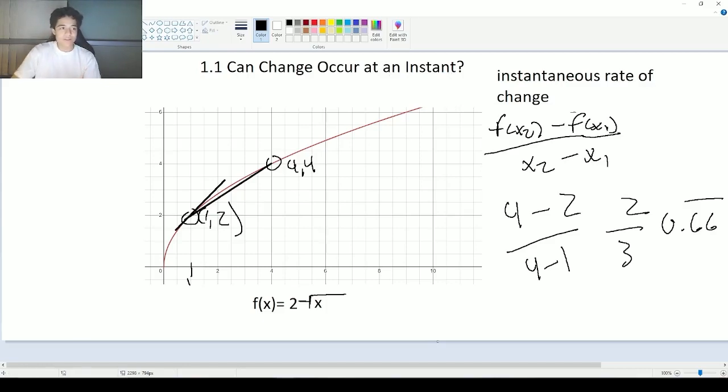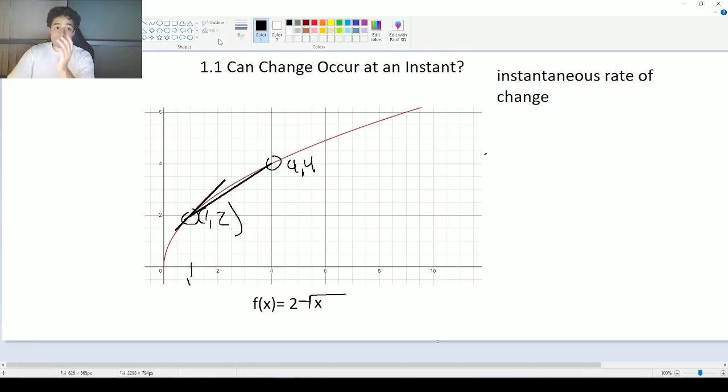If we wanted to get something more accurate, something closer to the instantaneous rate of change, the slope at that one point, we would have to get closer to 1. Like 4 to 1 is very far apart. We want to get closer to 1. So if we went, for example, from x equals 3 to x equals 1, we would get this line right here, which is pretty similar to the red line, and it's getting closer to the slope of our tangent line that we made.